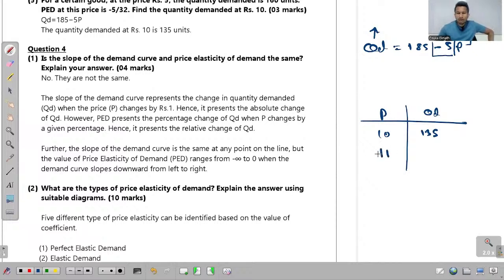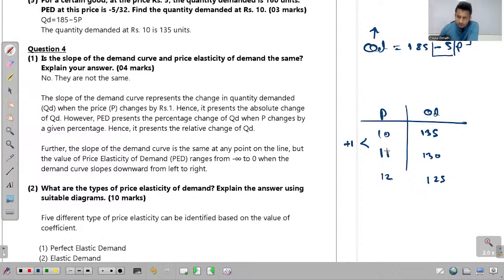We will increase the price by 1 rupee. Then the new price will be 11. Right? I mean, replace this P with 11 and do the calculation. 5 into 11 will be 55. 185 minus 55 will be 130. Increase this price once again by 1 rupee, 12. 12 into 5 will be 60. 185 minus 60 will be 125. Okay, what has happened here?